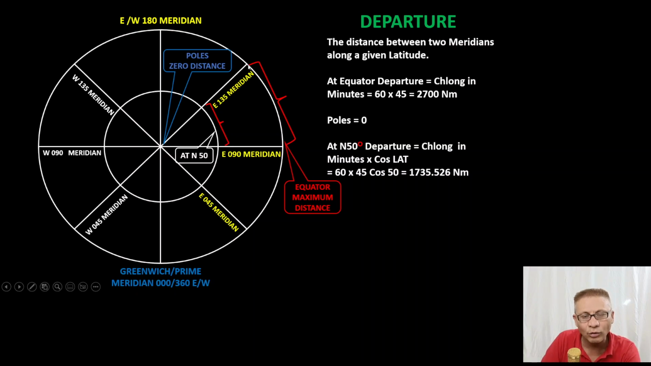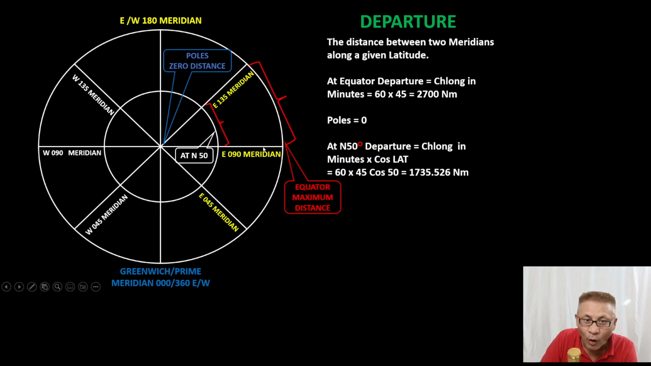As we discussed in my previous class, distance in aviation is measured in nautical miles, which is the length of the arc of 1 minute. How many degrees are there? 45 degrees. And how many minutes make up a degree? 60 minutes. So 60 into 45, which is 2700 nautical miles, is the distance between these 2 meridians at the equator.